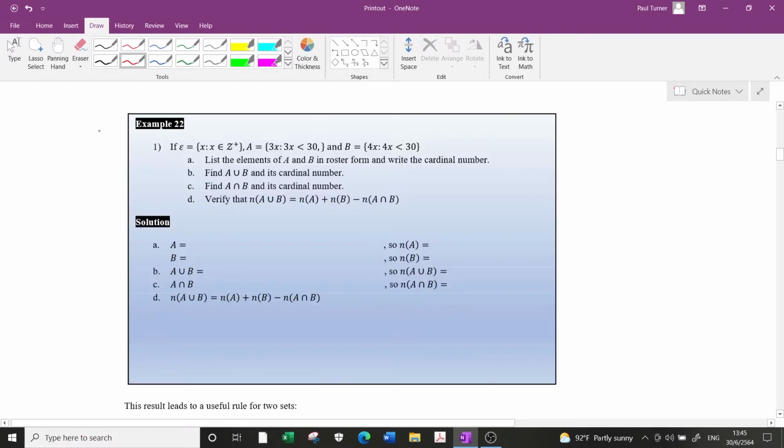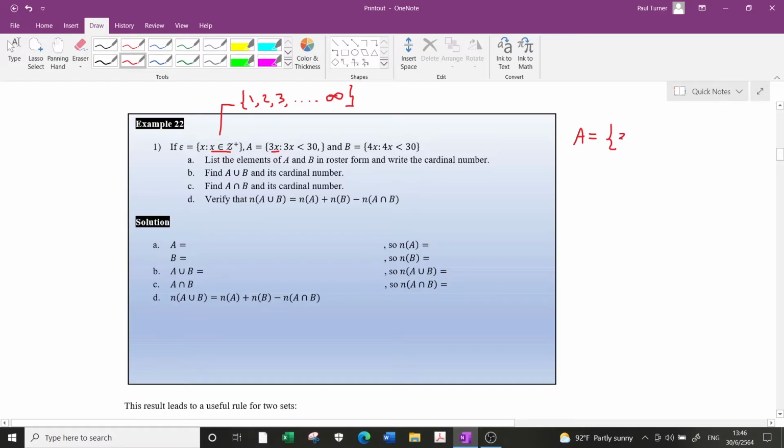This example 22, we have a universe which is all of the positive integers. Okay, so that would be 1, 2, 3 to infinity. So basically the natural numbers. Set A, we write the elements 3x, such that 3x is less than 30. So let's think about A, we'll do it here. We have 1, so 3 ones are 3. Is 3 less than 30? Yes.